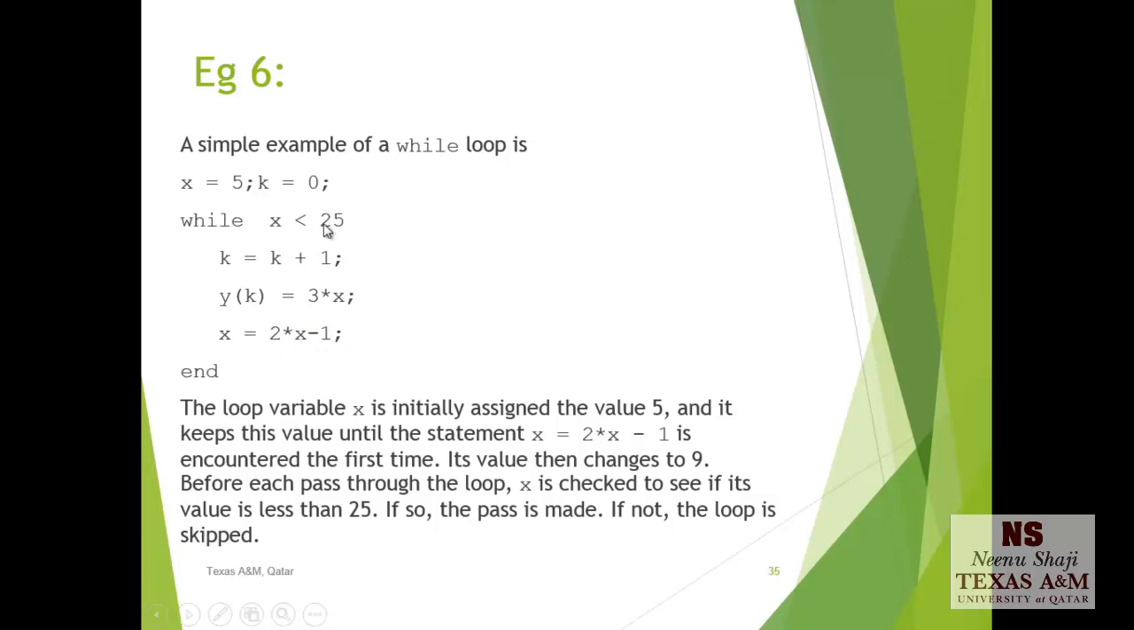Is 9 less than 25? Yes, so k will change to 2. So y of 2 will be 3 times 9, which is 27. And x will change to 2 times 9 minus 1, which is 17. Is 17 less than 25? Yes, so k will change to 3. So y of 3 will be 51. Now x becomes 33.